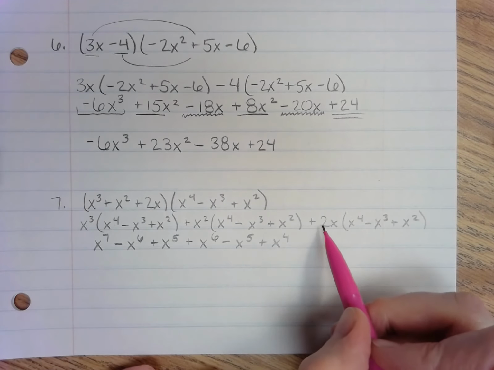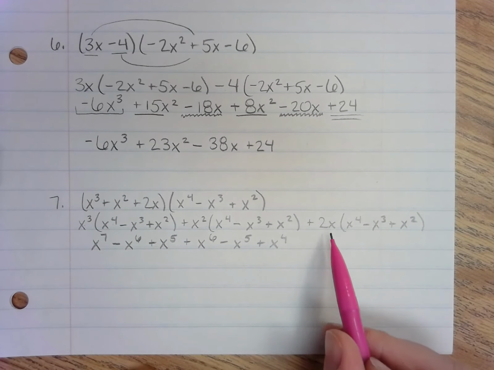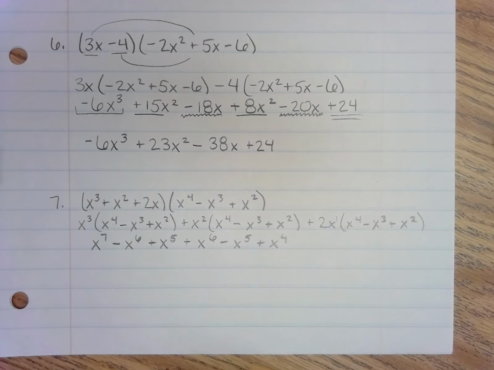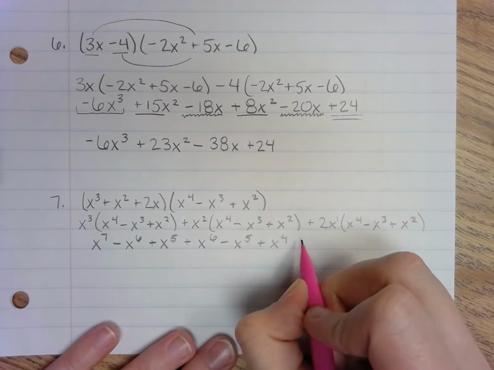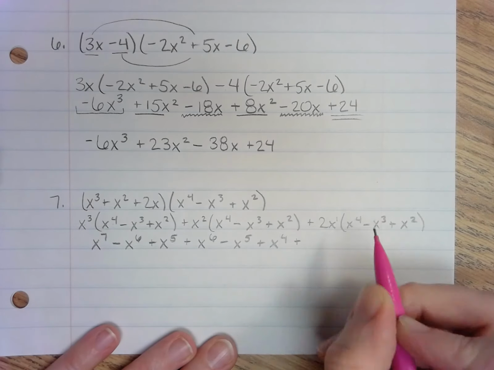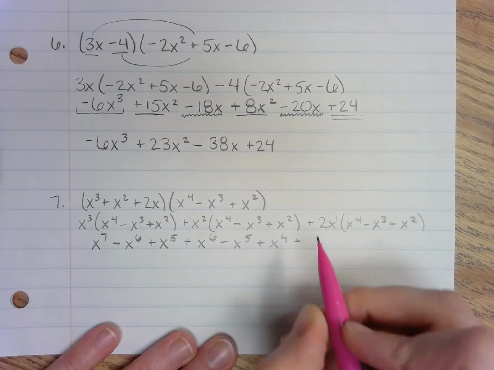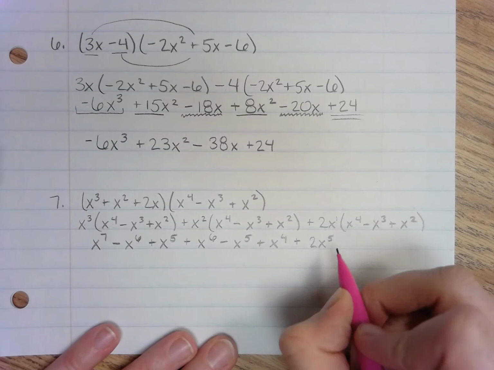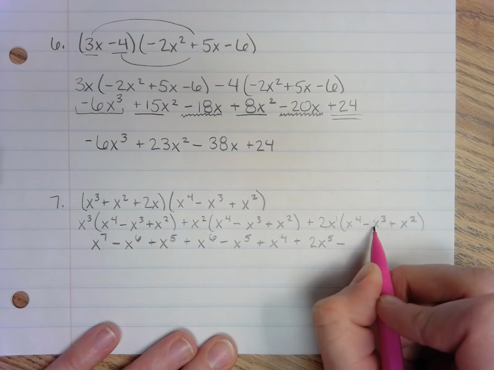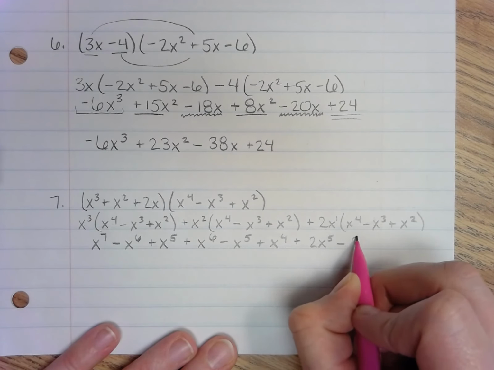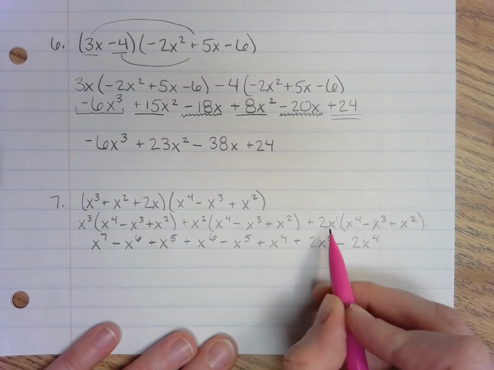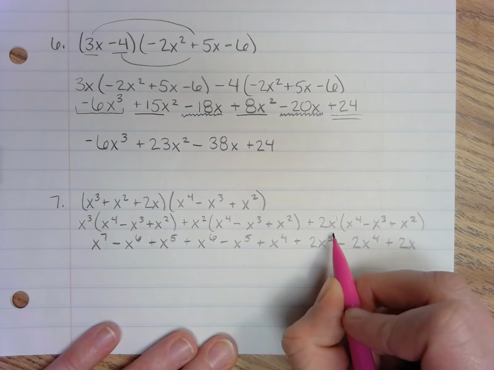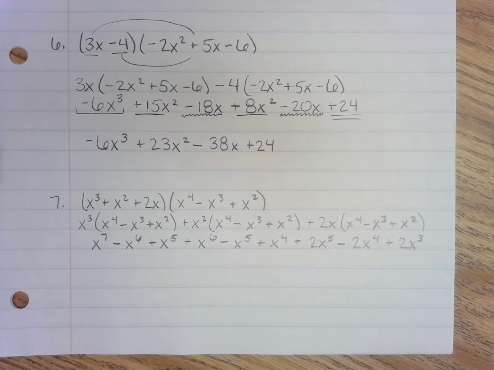And then finally, this time we don't have an exponent larger than 1. There is a 1 here if you need to write it in, but we also have a coefficient, so we are going to need to multiply that 2 through each of the terms. So 2x times x to the fourth is 2x to the fifth, still adding those exponents together. Minus 2x times x to the third gives us 2x to the fourth, and then 2x times x squared, again 2x to the third, adding those exponents.